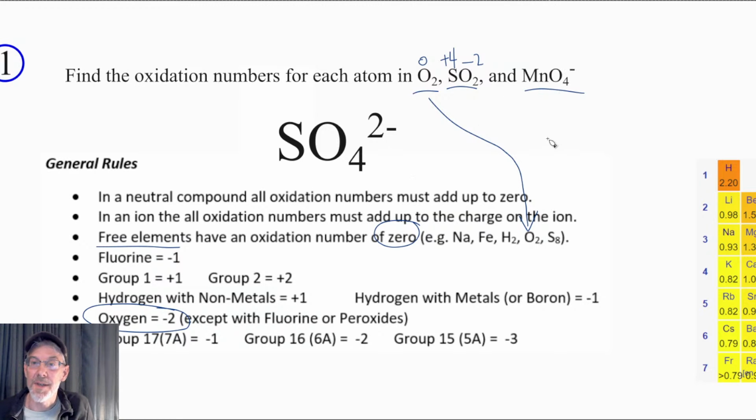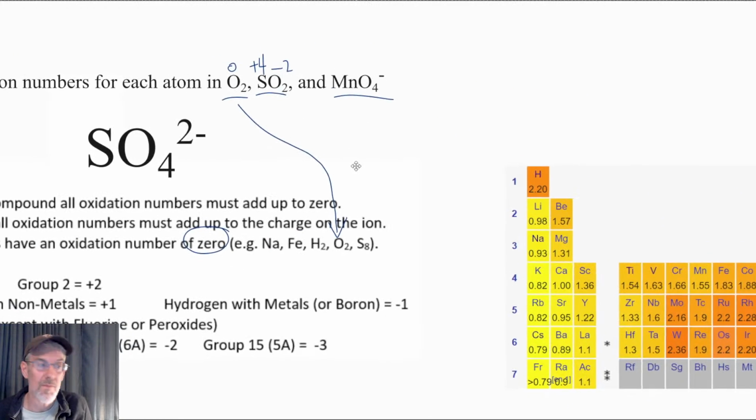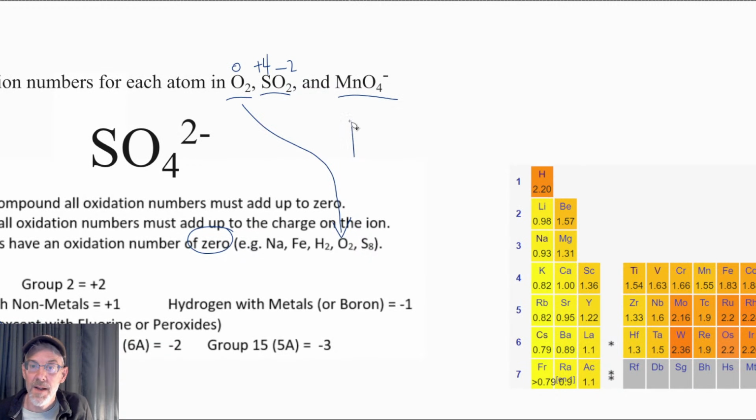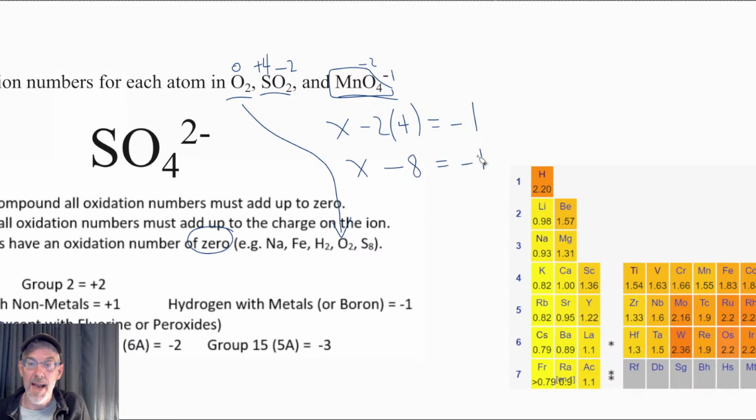And then for the last one, this one's a kind of hard one. So we know that oxygen is always negative 2. We know that all of this adds up to this negative 1. X minus 2 times 4 oxygens equals negative 1. X minus 8 equals a negative 1. Add 8 to both sides, plus 7. So this is plus 7 here.